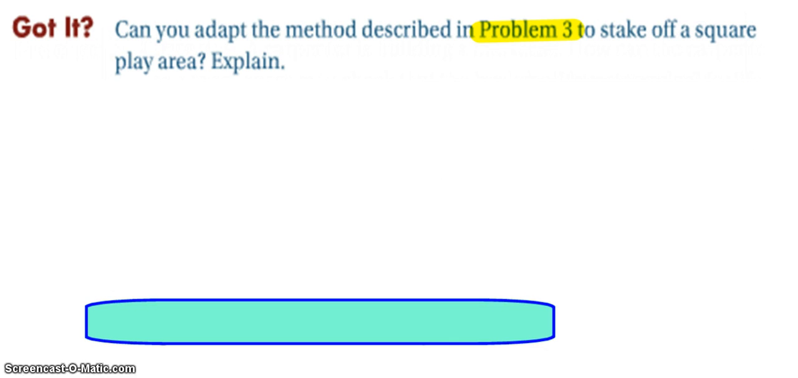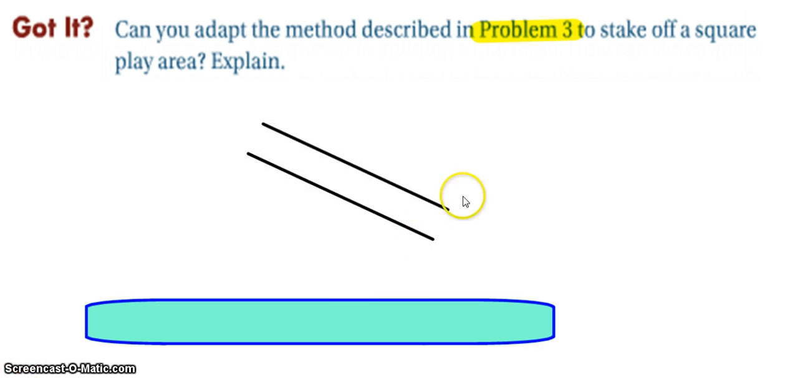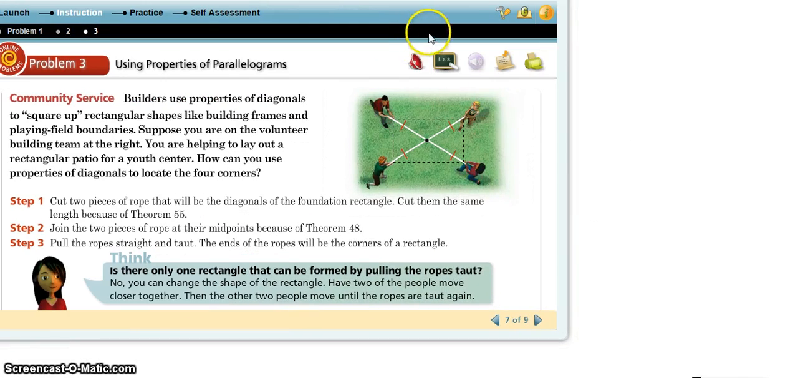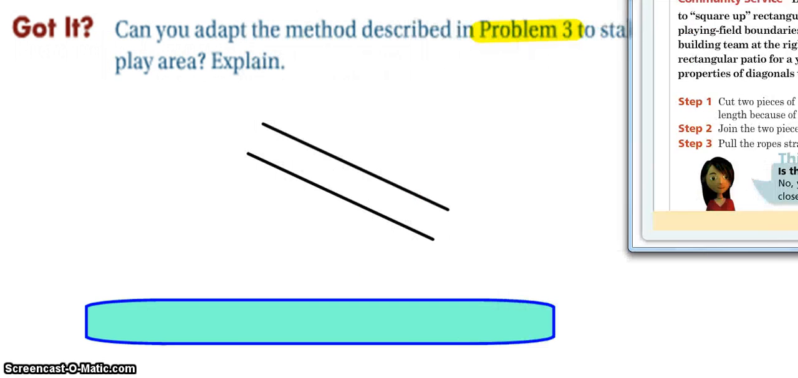Please make sure you work through problem 3 before trying this problem because it will not make much sense if you have not worked through it yet. So in problem 3, they're trying to build a rectangular area that they can use just by using the diagonals. So you end up at the end of problem 3 with something like this where they've used the diagonals, stretched them out, and they can find that since these diagonals are congruent, they must have made a rectangle.